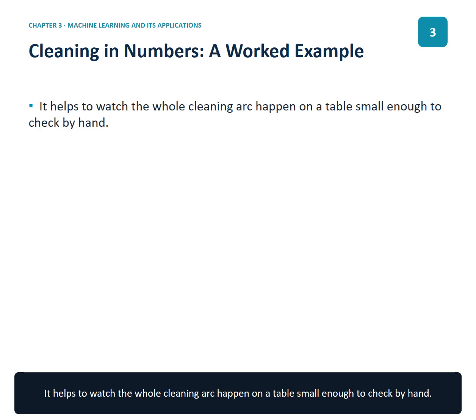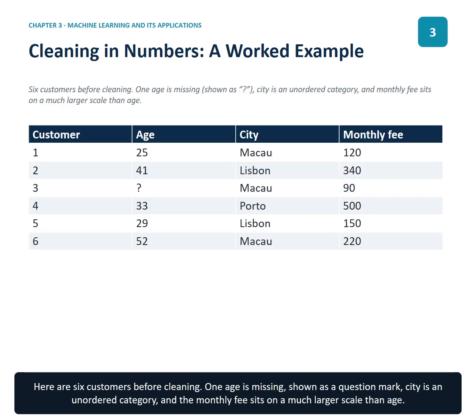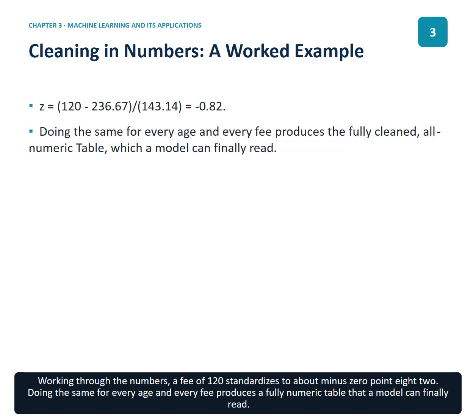It helps to watch the whole cleaning arc happen on a table small enough to check by hand. Here are 6 customers before cleaning. One age is missing, shown as a question mark. City is an unordered category, and the monthly fee sits on a much larger scale than age. Working through the numbers, a fee of 120 standardizes to about minus 0.82. Doing the same for every age and every fee produces a fully numeric table that a model can finally read.